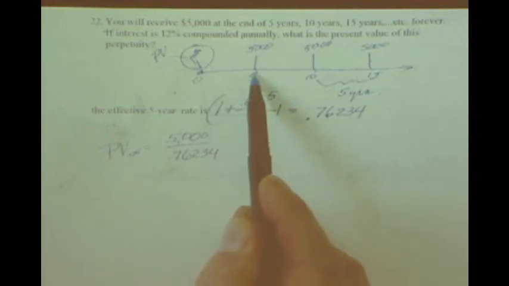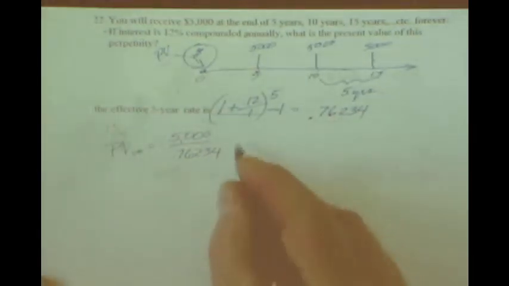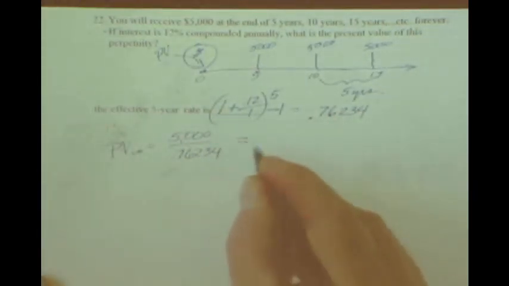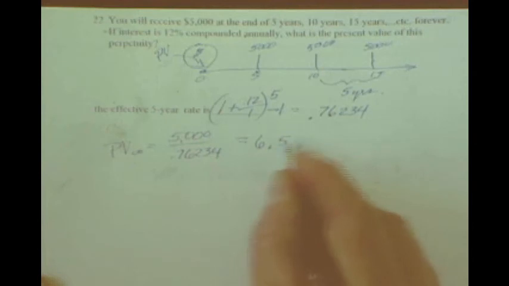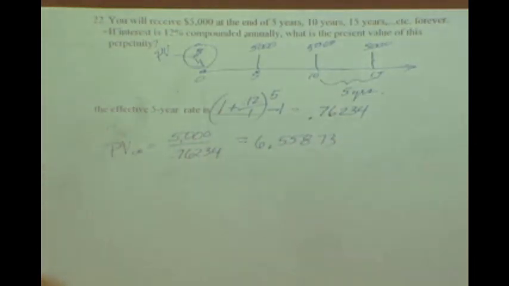What is the period in this question? When I say 1 period before the first payment? The period is 5 years because there's 5 years between payments. Any questions? Anyone? I have a question for you.